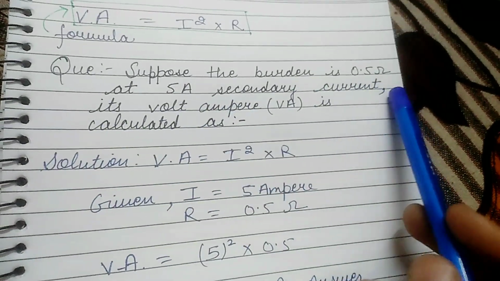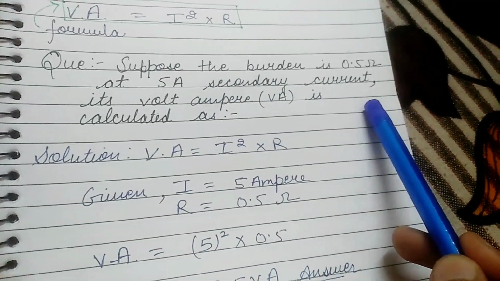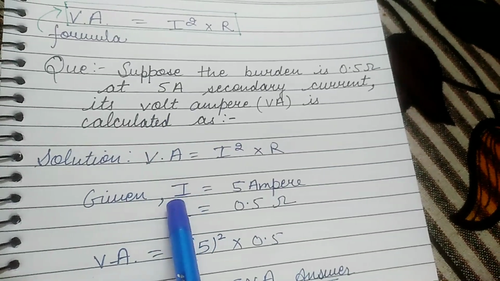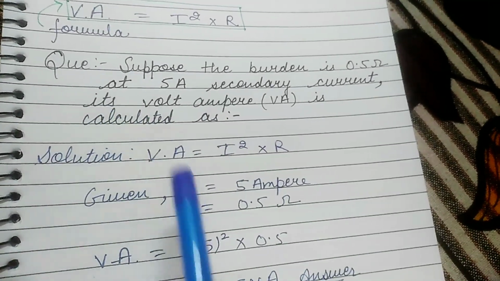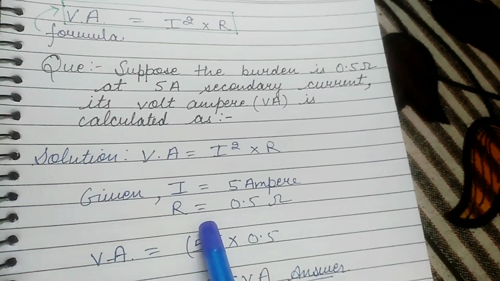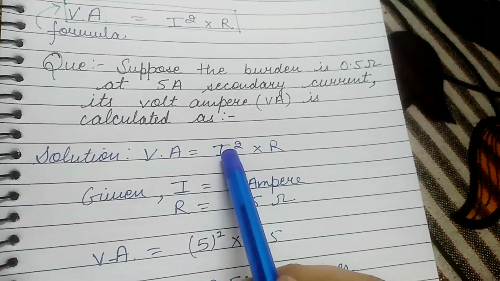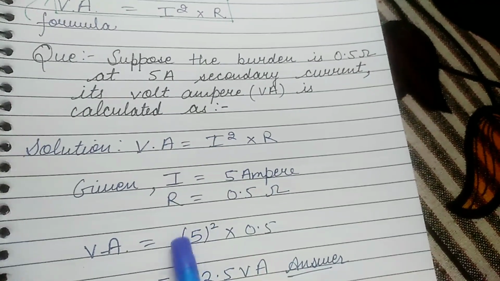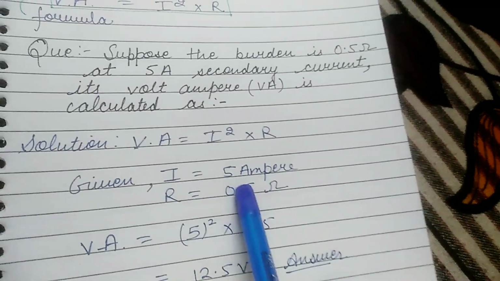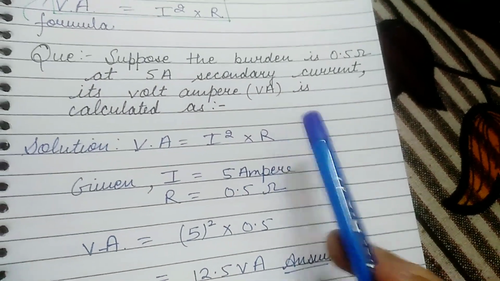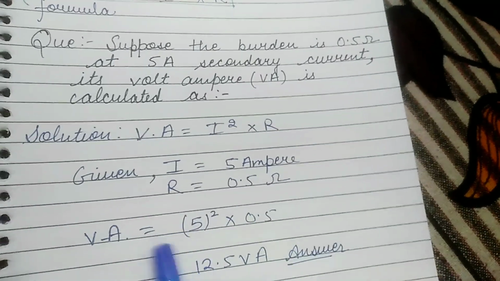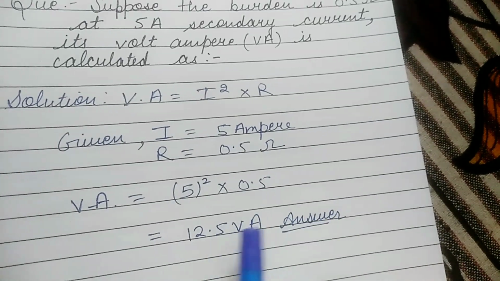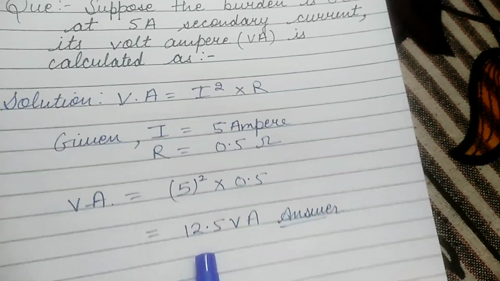Suppose the burden is 0.5 ohm at 5 ampere secondary current. Its volt ampere is calculated as follows. We are given current, that is 5 ampere, and resistance, that is 0.5 ohm, and by putting these values in the formula VA is I square into R. So we put I square, that is 5 square, into resistance, the burden as 0.5 ohm, multiply 0.5. After solving we get the VA value as 12.5 volt ampere. So this is how we can find the volt ampere.